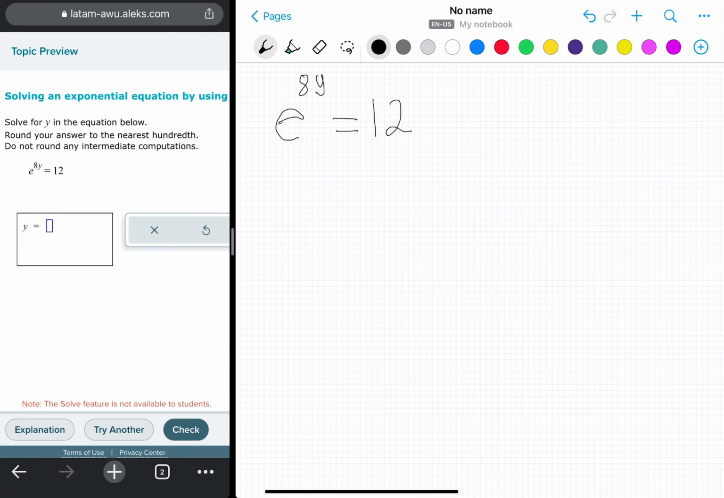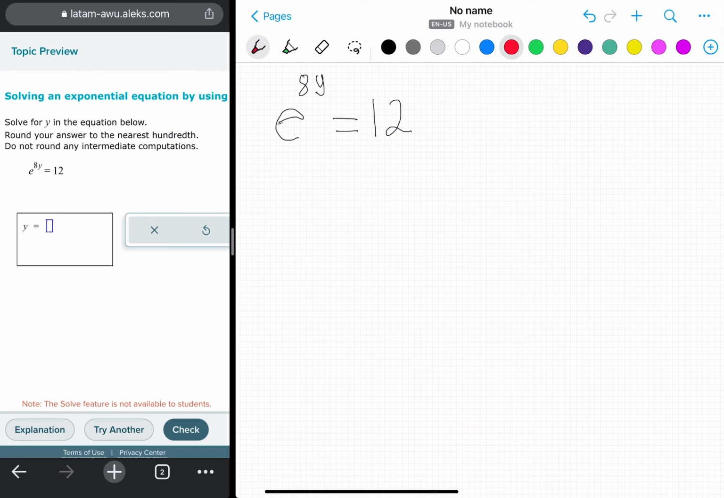And what we want to do in this case is solve for y, which means we want this y here alone. We cannot have it alone at the moment because we have here an e, and we have here an 8. So we want to find a way to leave that y alone.